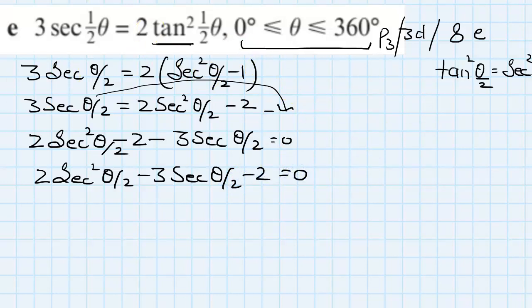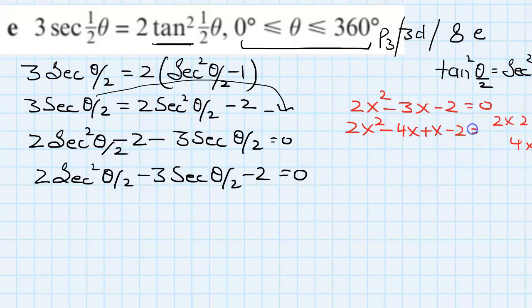This equation is in the form of 2x square minus 3x minus 2 is equal to 0. 2 multiply 2 is 4, and 4 times 1 is 4, and 4 minus 1 is 3. So I can write this equation as 2x square minus 4x plus x minus 2 is equal to 0. What I have done? Minus 3x I have written as minus 4x plus x.